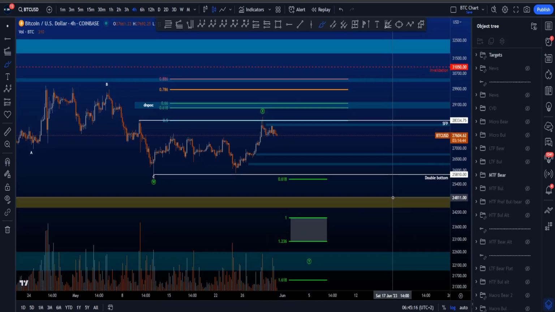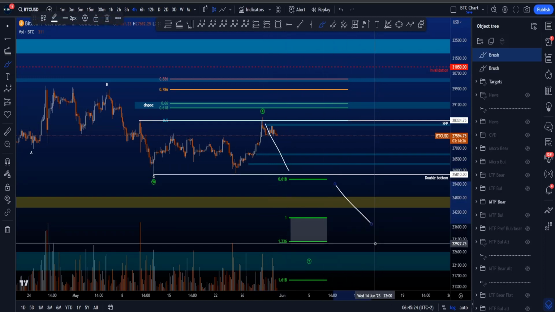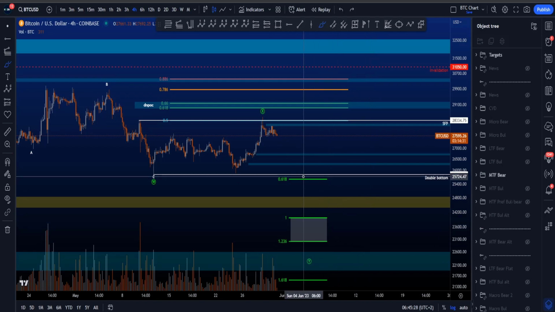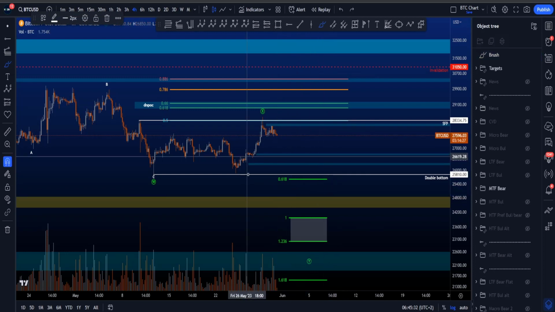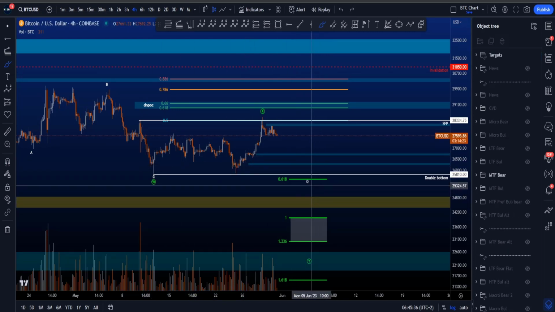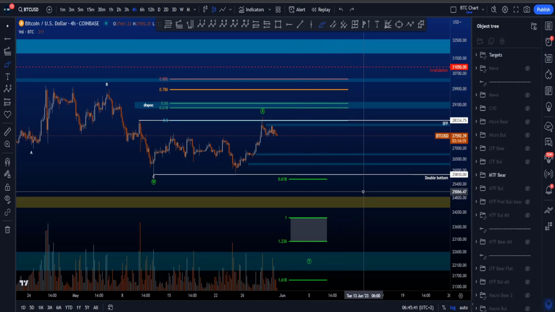Wave Y is then a three-wave structure, which can have many different forms, W and wave Y. So the first structure and the last structure can be a zigzag preferably, or a flat, or a triangle in a wave Y, and wave X can be any corrective structure. One of the targets of wave Y is the 0.618, which is just below the double bottom over here at 25.8k. So that could be quite interesting for a liquidity grab, and then eventually a continuation to the upside.